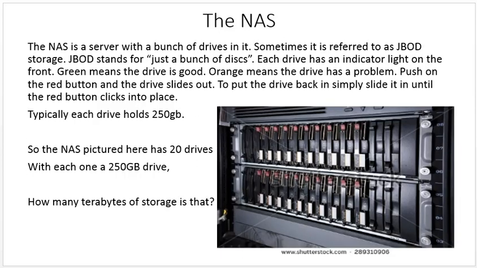And that brings us to everyone's favorite part of the archive/storage space, the NAS. The NAS is a server with a bunch of drives in it. Sometimes it's referred to as JBOD storage. JBOD stands for just a bunch of disks. Each drive has an indicator light on the front. Green means the drive is good. Orange means the drive has a problem. Push on the red button and the drive slides out. To put the drive in, simply slide it back in until the red button clicks in place.